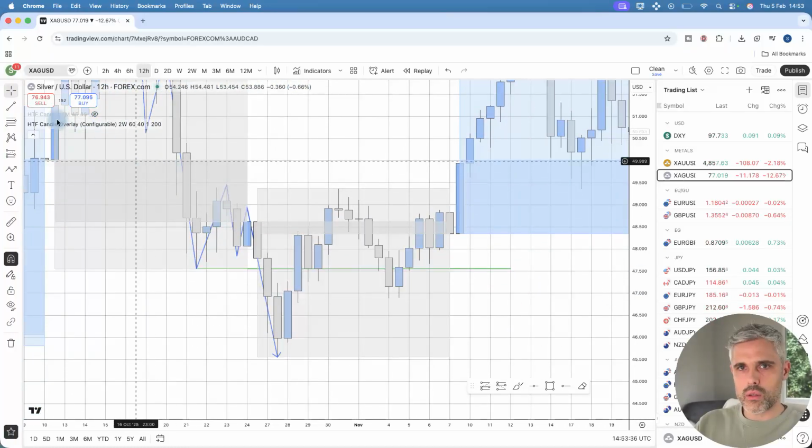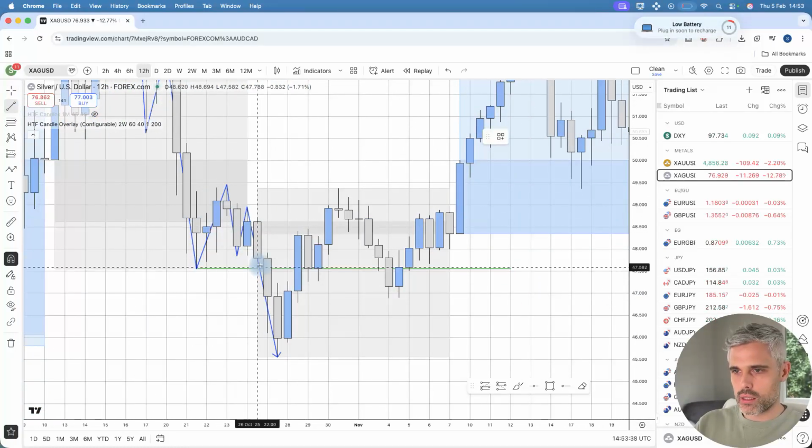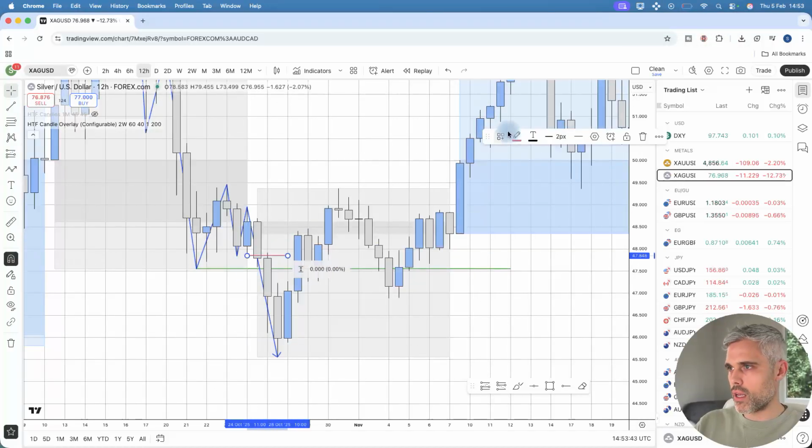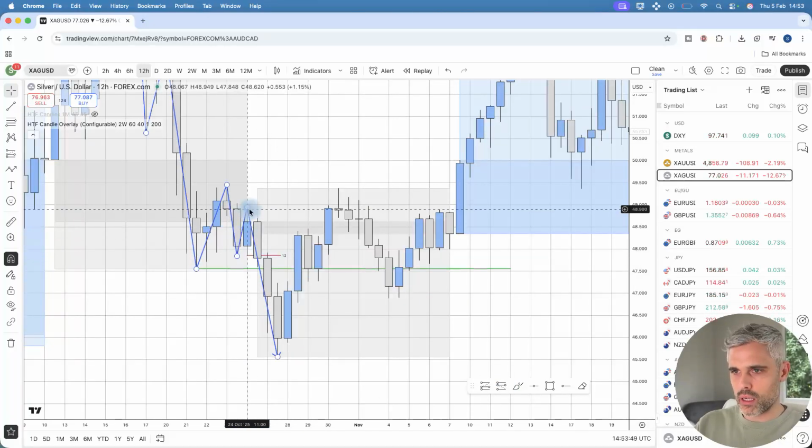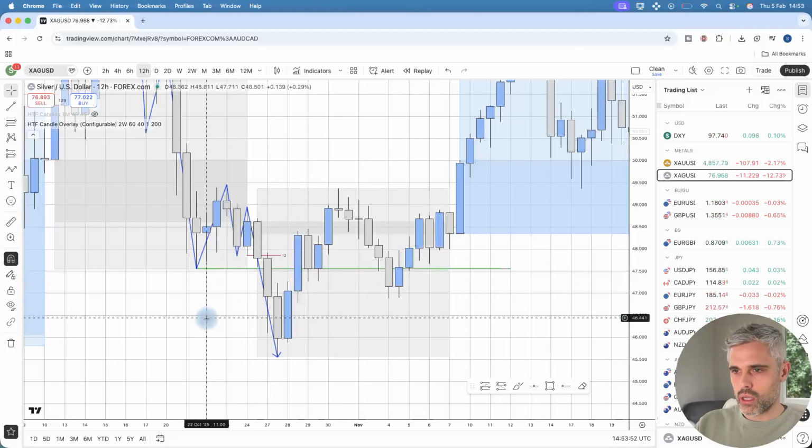So the last order block is the last buy before the sell. So we can mark that right there, and I'm just going to mark that as a 12-hour order block. You see I've got a little 12 there to signify that this level here is my order block.